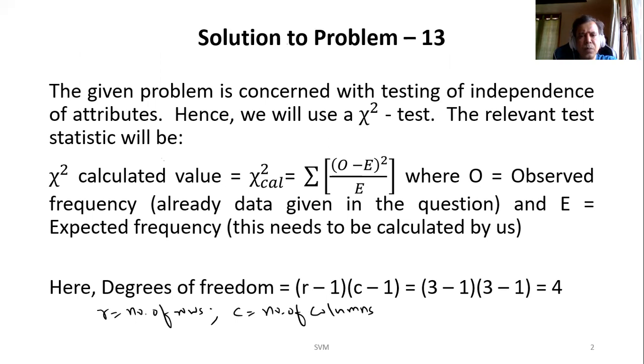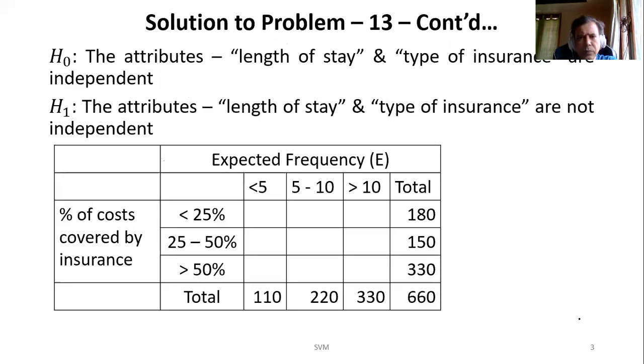Right. Let us further move on with our solution. We'll continue with that. First, the null hypothesis: the attributes, length of stay and type of insurance, are independent. Then H1: the attributes, that is length of stay and type of insurance, are not independent. So these are the hypotheses which need to be phrased.